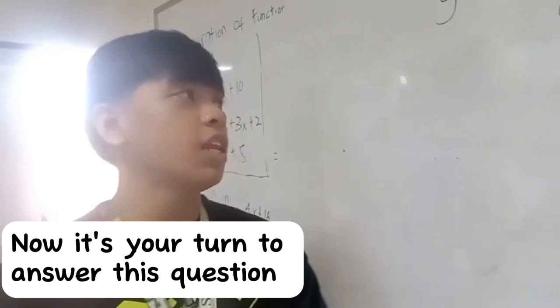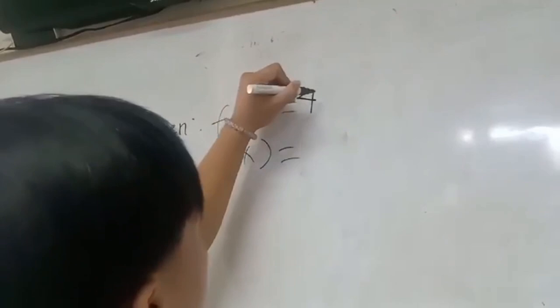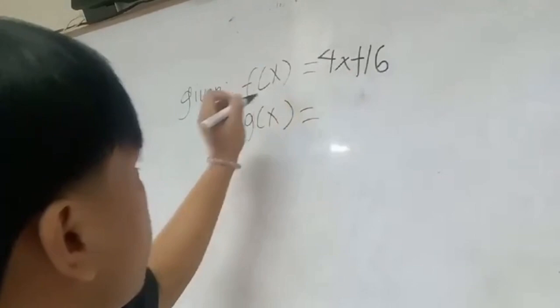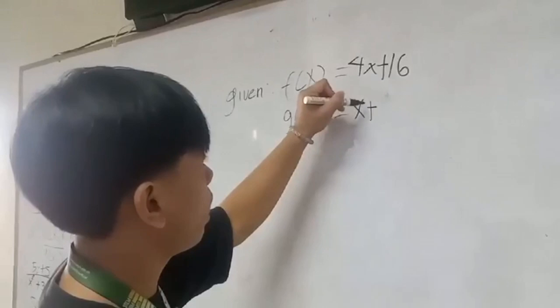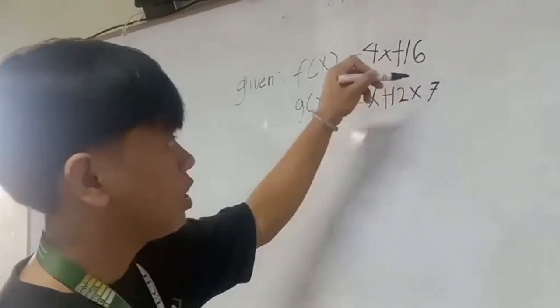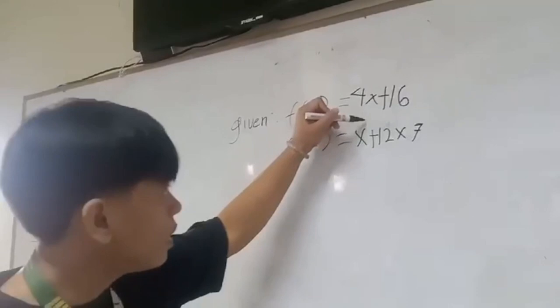So ngayon, kayo naman ang sasagutin namin. So f of x is equal to 4x plus 16. Yung f of x natin is 4x plus 16. And then yung g of x natin ay x squared plus 12 plus 7. Ulitin ko, yung g of x natin ay x squared plus 12 plus 7. So, ito yung magiging problem natin dyan.